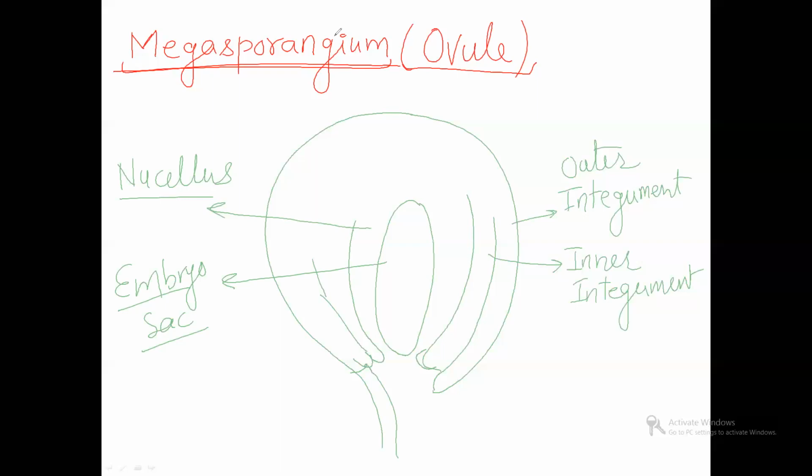An ovule is attached to the ovary wall through a stalk, and the placenta is the tissue where it attaches. That's why the arrangement of ovules inside the ovary is known as placentation. इसीलिए ovules का जो arrangement होता है उसको placentation कहा जाता है.